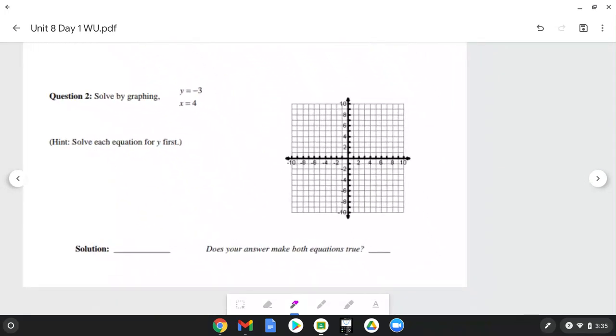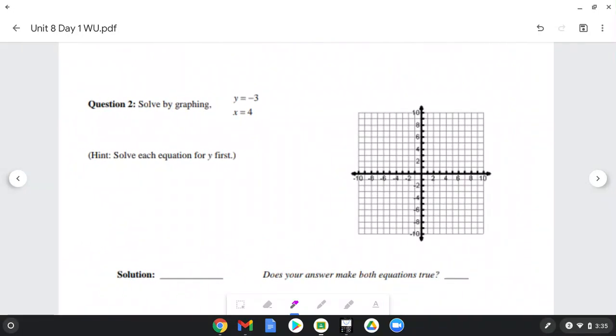Number two, we've got to graph these. The top one has a slope of 0 because it goes left and right, and my y-intercept is 0, negative 3. So it says y equals negative 3, so I go to negative 3, and I have my dots that go all the way across here. I know it's a horizontal line when it says y equals. Same thing on this side, it just keeps going forever and ever. So just a horizontal line.